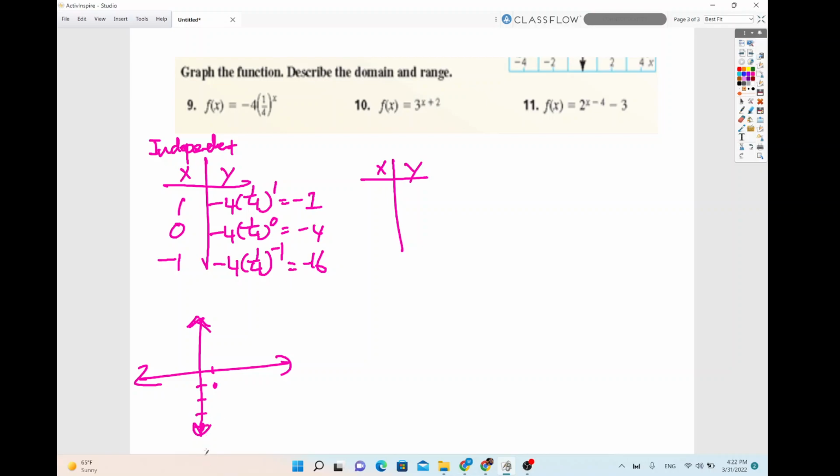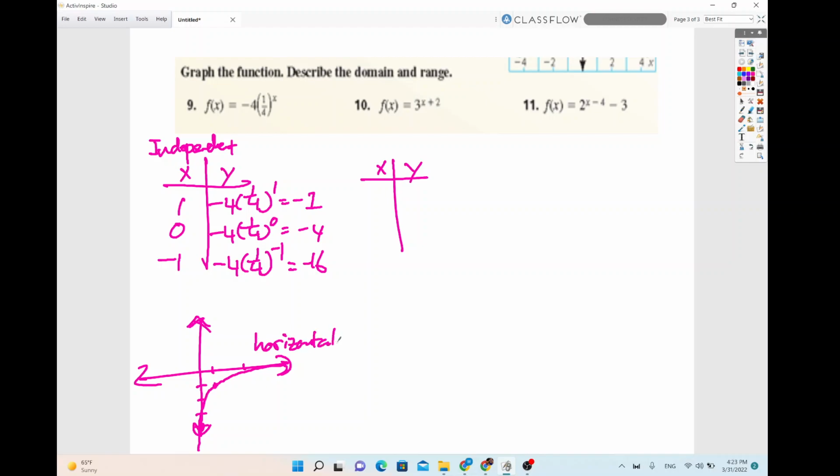And then what we need to do with those dots is just connect them. So it's a non-linear curve. This one is getting closer and closer to the x-axis, and it's going to get very close, but it's not going to touch it. So the x-axis is called the asymptote. It's called the horizontal asymptote.